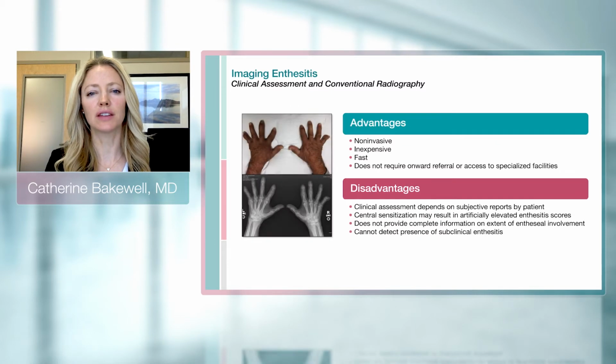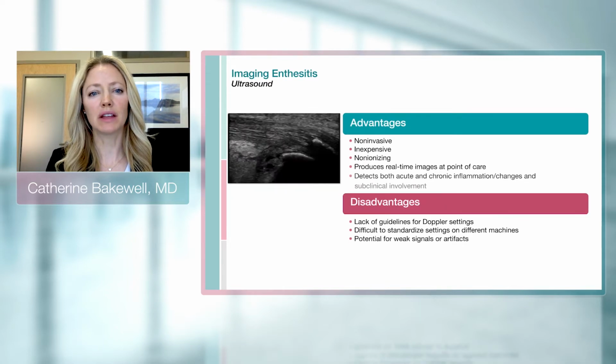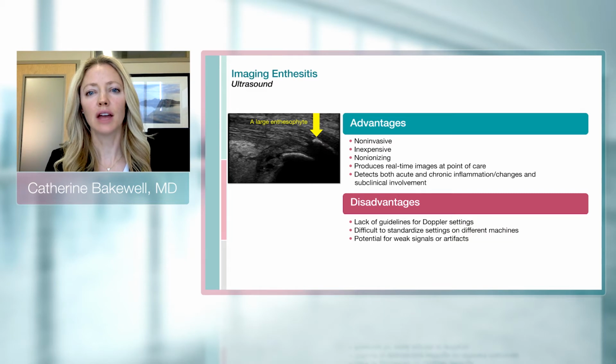Historically, enthesitis has been assessed using a combination of clinical examination and conventional radiography, which are non-invasive, inexpensive, and relatively fast. However, they do not provide complete information on the extent of enthesial involvement or the presence of subclinical enthesitis, which are better assessed using techniques like ultrasound and MRI. Ultrasound is inexpensive, non-ionizing, and non-invasive, and produces real-time images at the point of care. It can detect both acute and chronic inflammation or changes, but there's currently a lack of guidelines regarding Doppler settings, and standardization of settings on different machines is challenging.